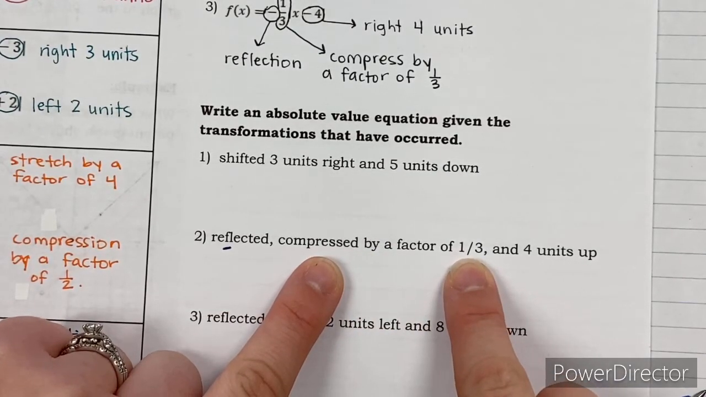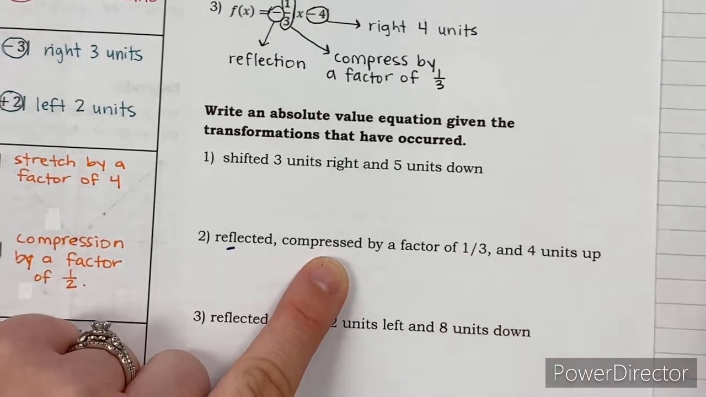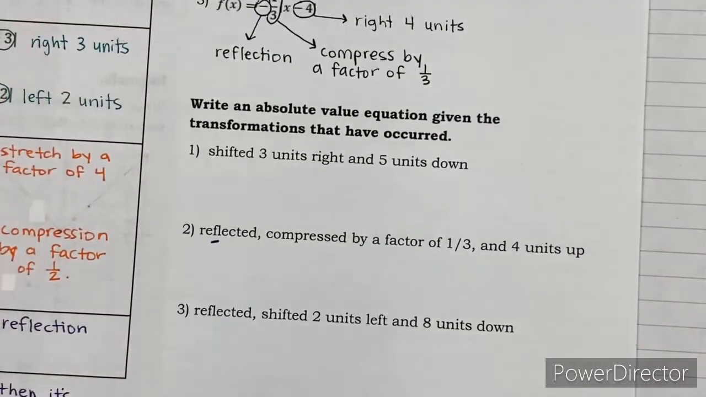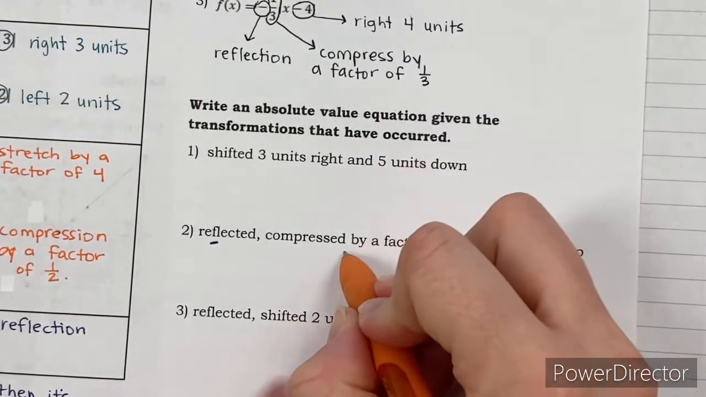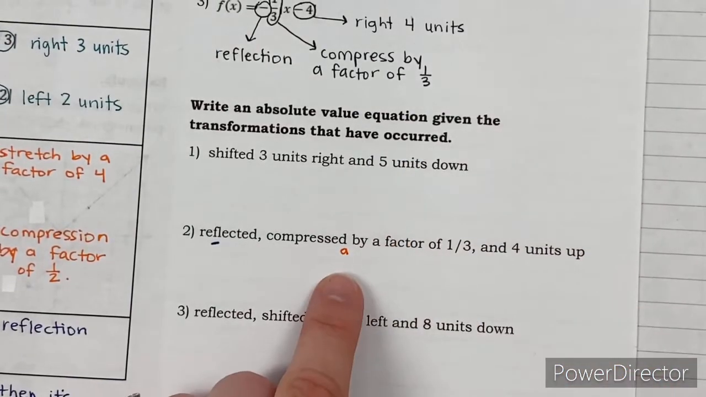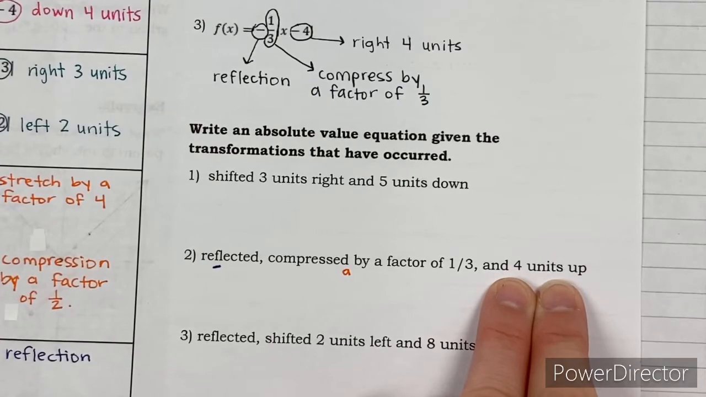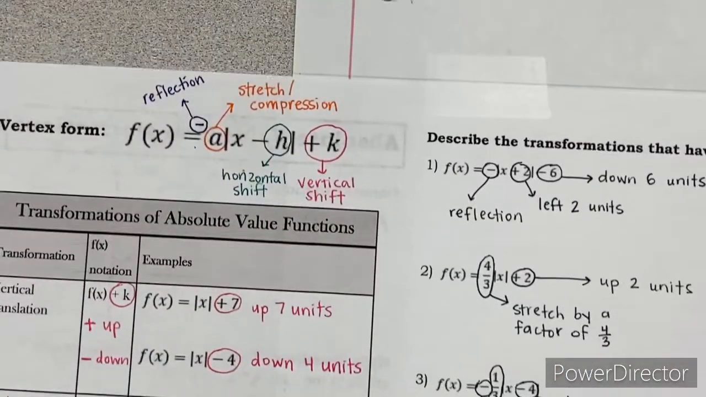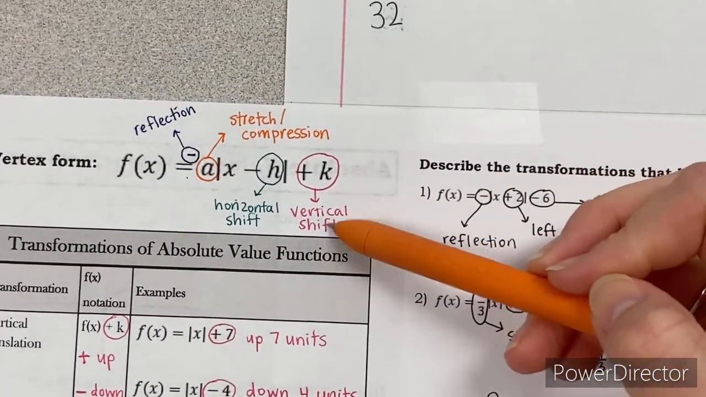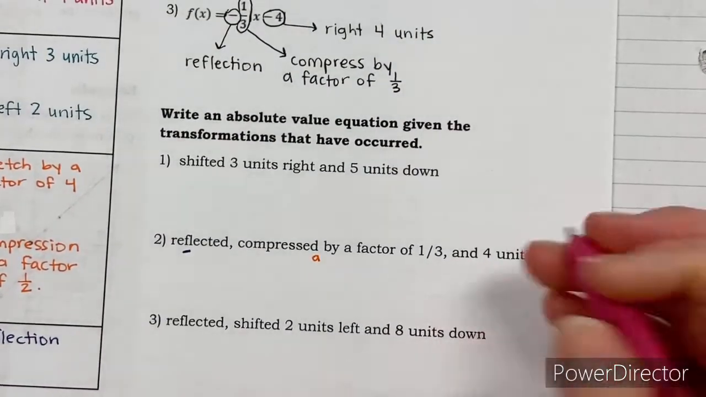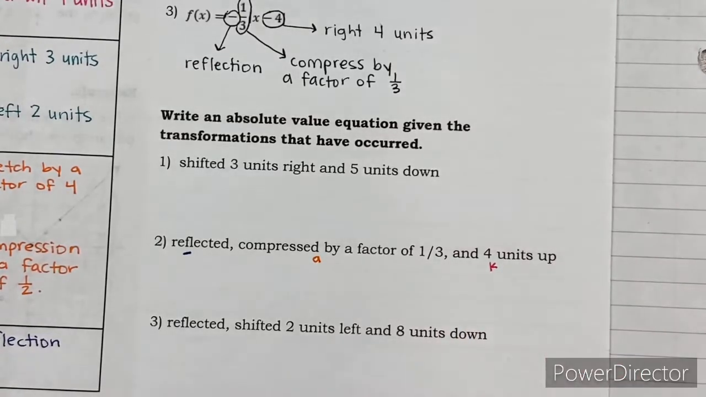Compressed by a factor of 1/3. Well, stretch or compression, if we look back, is the A spot of my equation. So I would just make a mental note of that. I would write in my head or even on my paper that that's going to be my A spot. And then I've got 4 units up. Well, if I go up here, up is a vertical direction, so that's going to be in the K spot. So I would just make a note of that. That's going to be my K value. And that's how I process this.